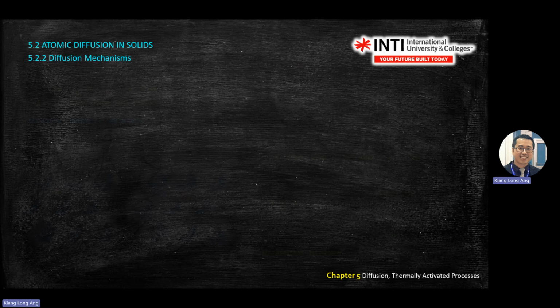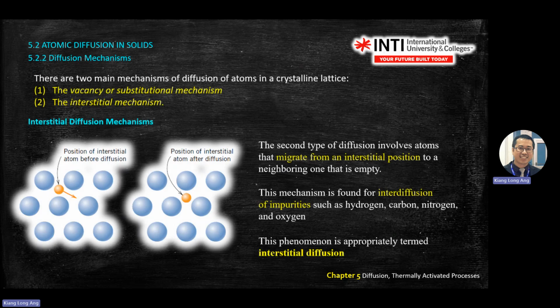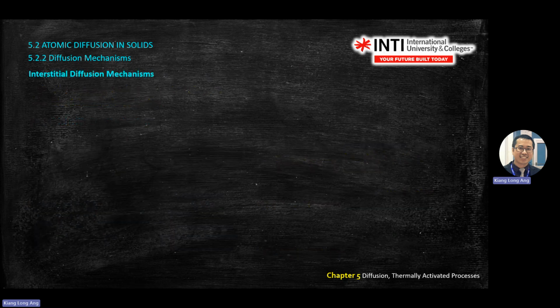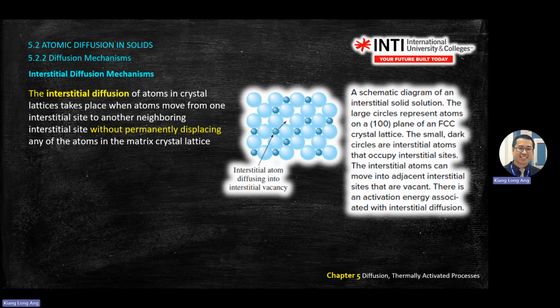So there is a diagram for the vacancy mechanism and the interstitial mechanism, right? It shows how atoms move. The difference is that insertion happens without permanently displacing any atoms in the matrix. In insertion, you do not replace any atoms, you just move from one space to another space.